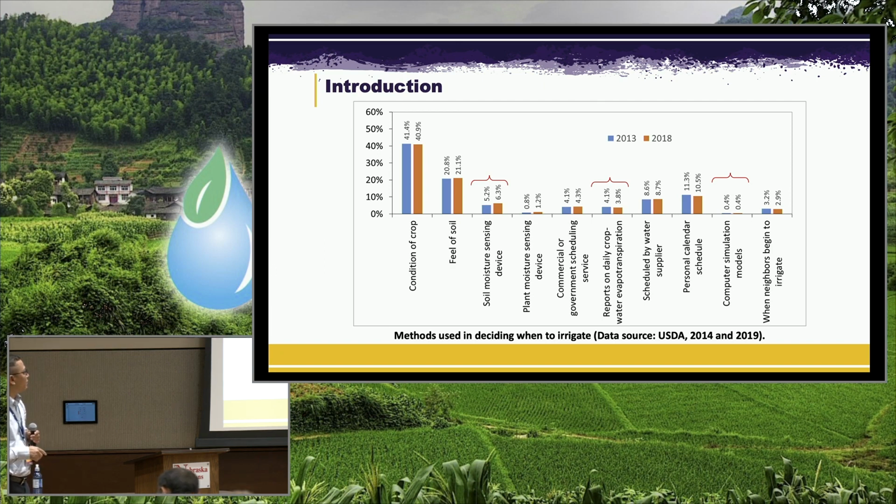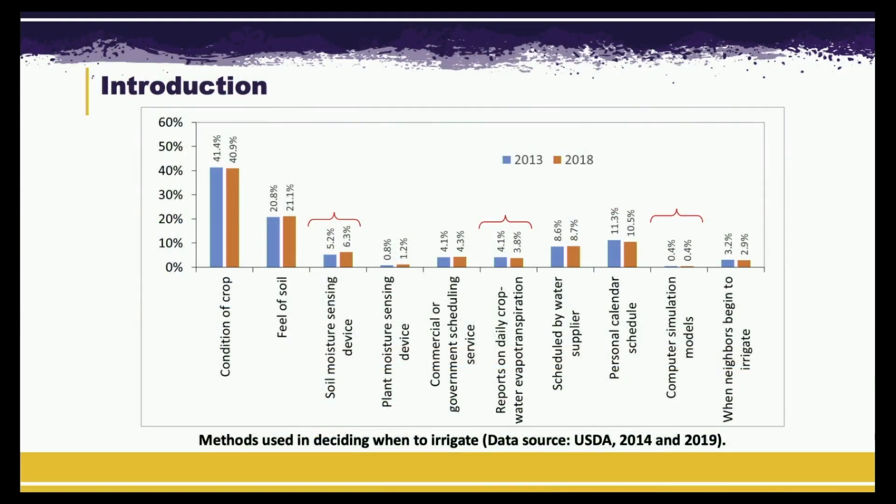If you look at this figure, a very small percentage, just about 6%, are using soil moisture sensing devices, and about 1% plant moisture sensing devices. About 3 to 4% rely on reports of daily crop water evapotranspiration, and computer simulation models are very few, like 0.4%. So in terms of use of soil moisture sensors, plant sensing, and weather-based evapotranspiration, the total percentage is very low.